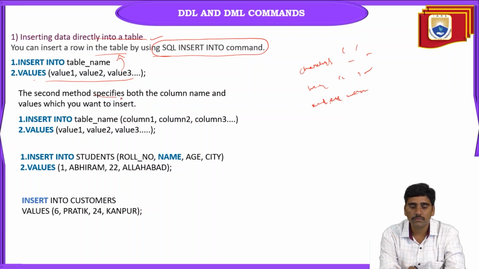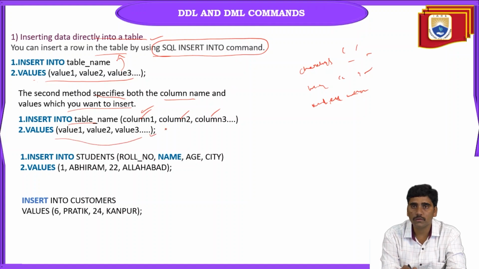The second method specifies both the column names and the values which you want to insert. Insert into table name, column 1, column 2, column 3, values. You specify which columns and what values you are going to insert. For example, insert into students, roll number, name, age, city, values 1, Abhiram, 22, Allahabad.